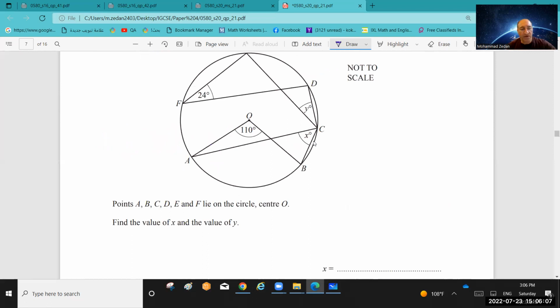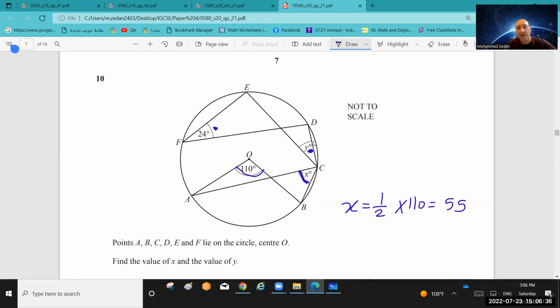This question, I want to find the value of x and y. X, this angle, is an inscribed angle subtended by the same arc with the central angle O. This inscribed angle is half this central angle. The x is half of 110, which is 55. But the y is the same as f, because each of them is an inscribed angle subtended by the same arc.